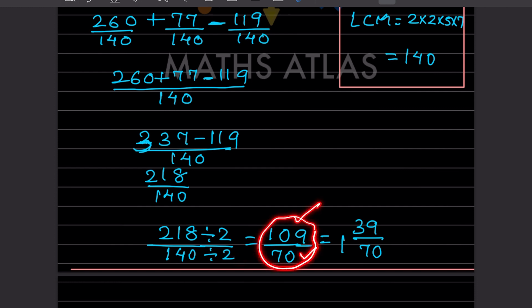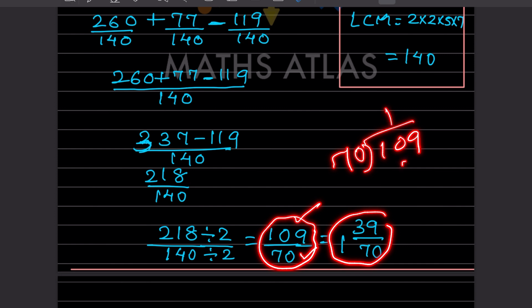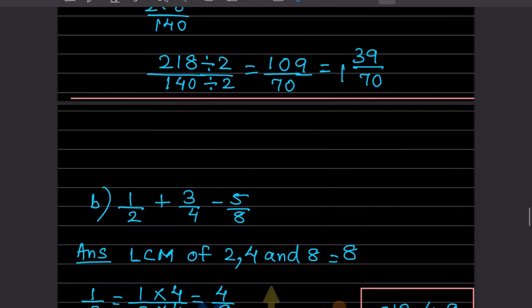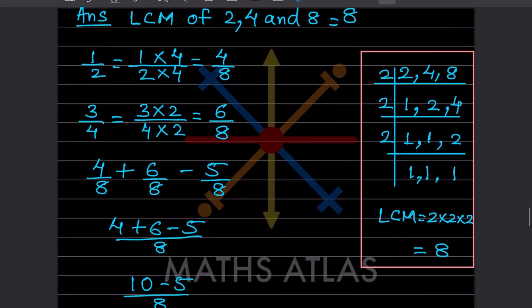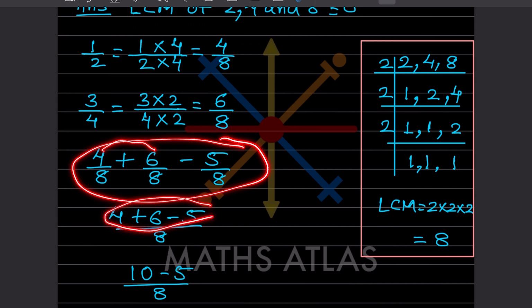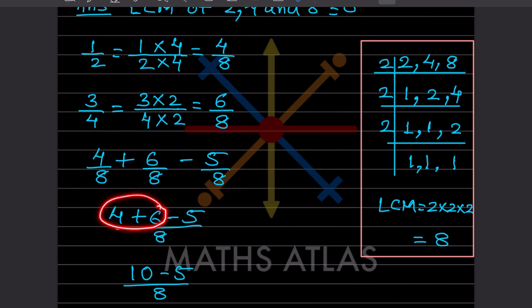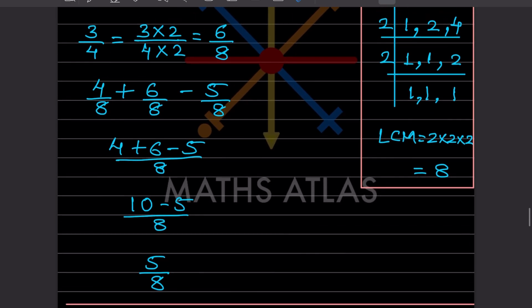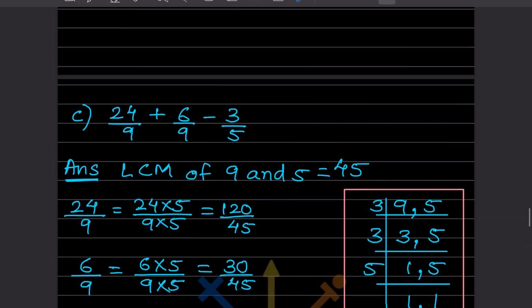And now you can see this is improper because the numerator is bigger. So you have to make it to the mixed fraction by dividing it. 70 goes once, so here you know this is 39. So you are going to write here 1 integer 39 by 70. This is the answer. Same over here. See this also, take the LCM. And at this stage I'll tell you what to do. You have to take all these three numbers. First you will add this, 10 minus 5. So this is 5 over 8. Same over here.